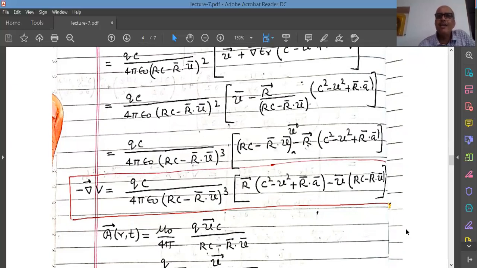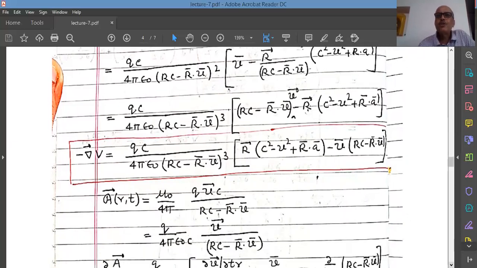Since we basically need minus gradient of B, I have multiplied all the terms by a minus sign. So you see here, gradient of B is the coefficient here, and then this term becomes positive R into C square minus B square plus R dot A, while the first term B into RC minus R dot B becomes negative. So this is the value of minus gradient of B. So this is half of the calculation for the value of E.